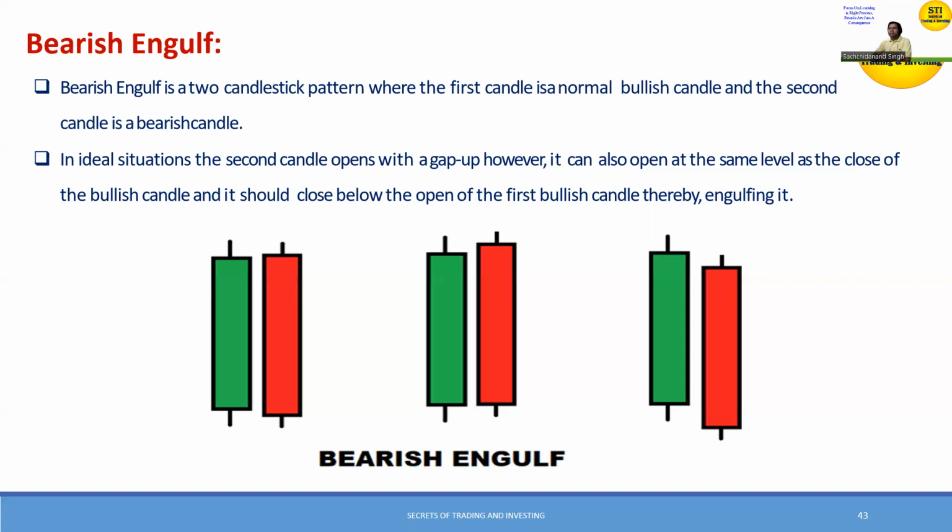And just to remember in a simple way why it is a bearish candle: in the first candle, the bulls are trying to take the price higher and higher, but the second candle is completely eating out the effect of the first green candle. So the bears are engulfing the complete bull effect, and that is how it is a bearish candlestick pattern.